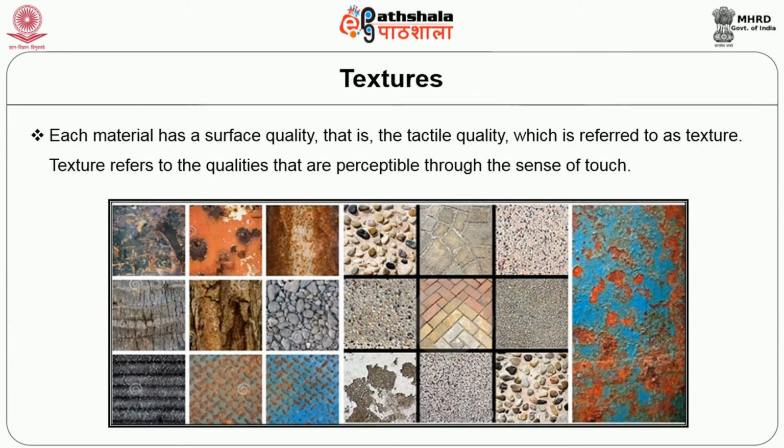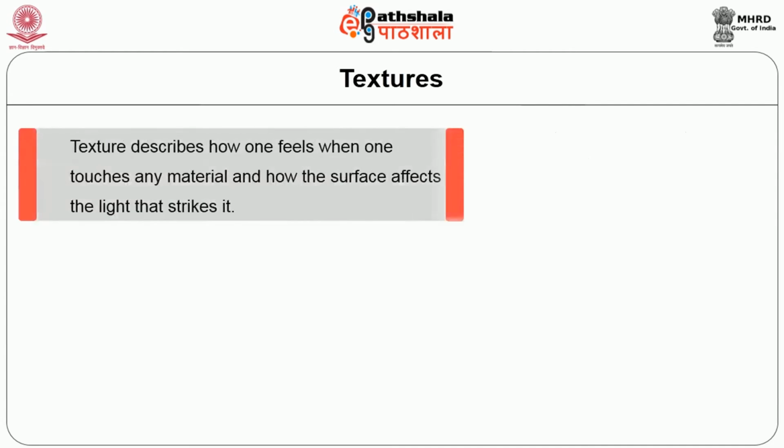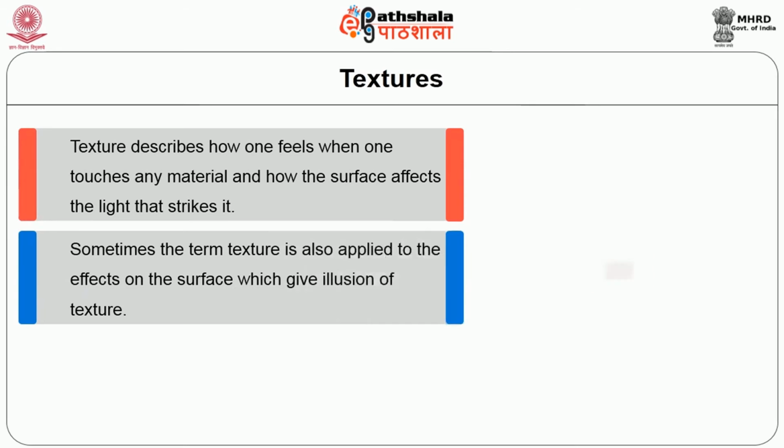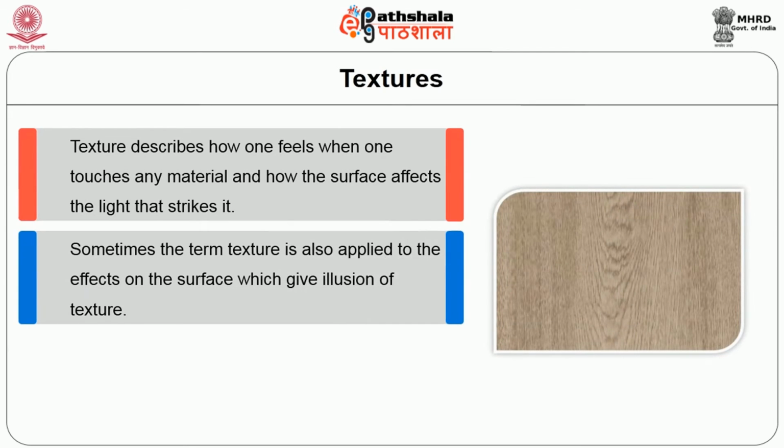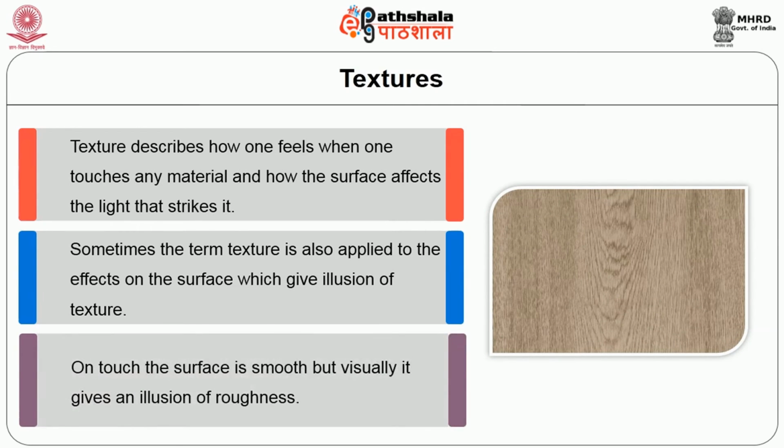Each material has a surface quality, that is the tactile quality, which is referred to as texture. Texture refers to the qualities that are perceptible through the sense of touch. So, texture describes how one feels when one touches any material and how the surface affects the light that strikes it. Sometimes the term texture is also applied to effects on the surface which give the illusion of texture. For example, a laminated sheet having the illusion of a wooden or a stony texture. On touch, the surface can be smooth, but visually it can give an illusion of roughness.